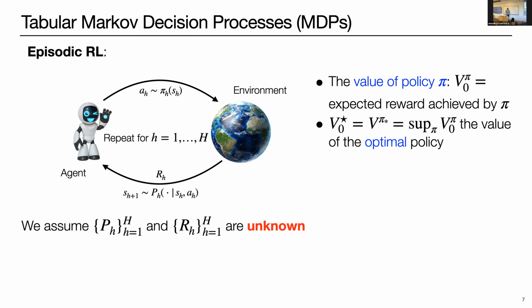Some brief notation. We define the value of the policy pi as V^pi, and it's just the expected reward achieved by policy pi, meaning if I were to roll out policy pi, what's the expected amount of accumulated reward I'm going to get over this episode? And then V star, or V^pi star, where pi star is the optimal policy, is the value of the policy in my policy set that achieves the largest amount of reward.